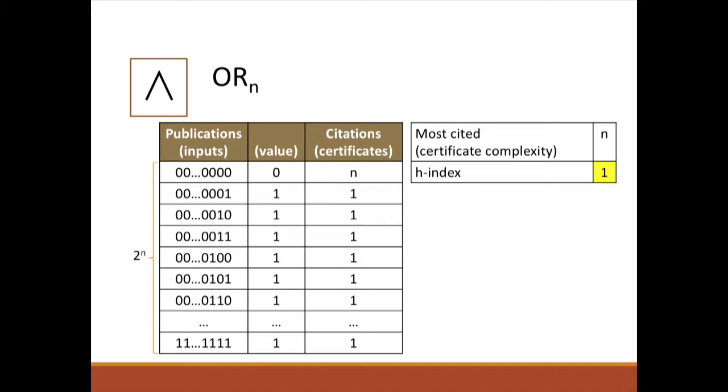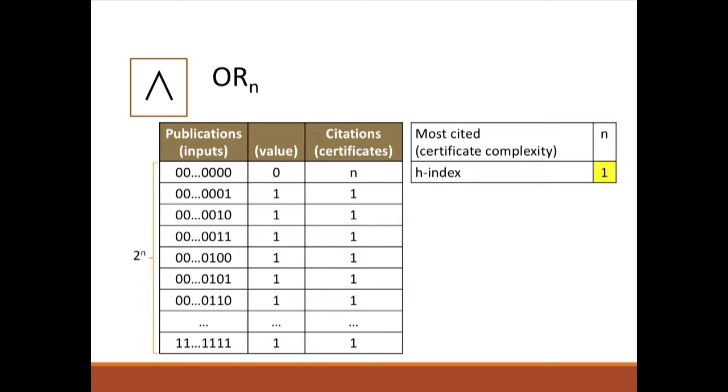All right. So this is the Google Scholar page. The publications are going to be the inputs. So inputs, we're going to call them publications. There's always 2 to the n of them, right? Because there are 2 to the n Boolean strings of length n. OK, and the citations are going to be something called the certificate complexity of the input.